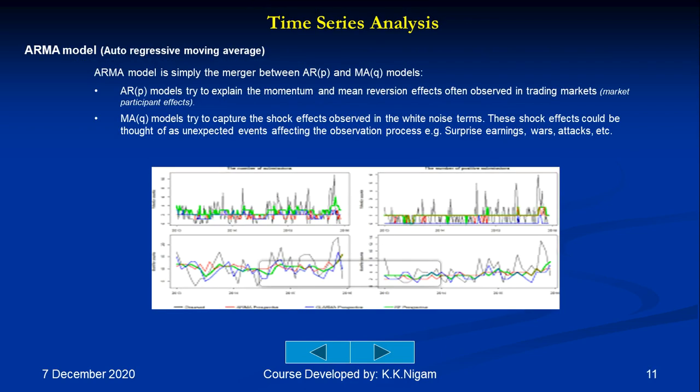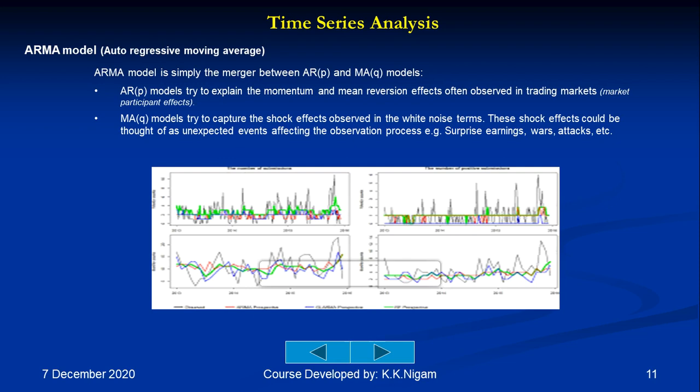ARMA, autoregressive moving average. An ARMA model is simply the merger between the AR model, denoted by p, and the MA model, that is moving average, denoted by q.